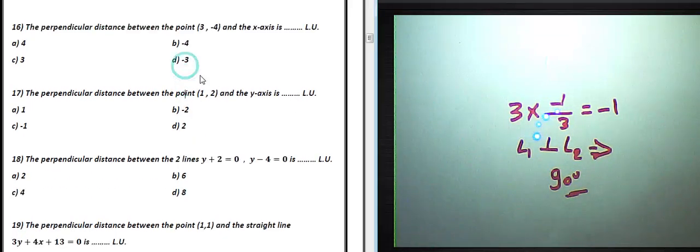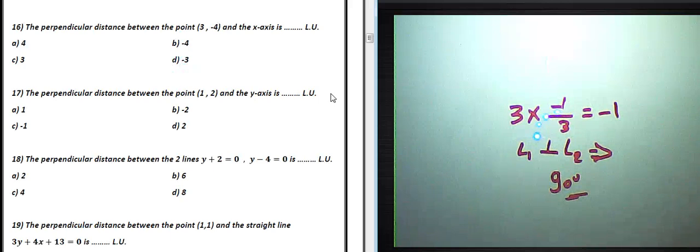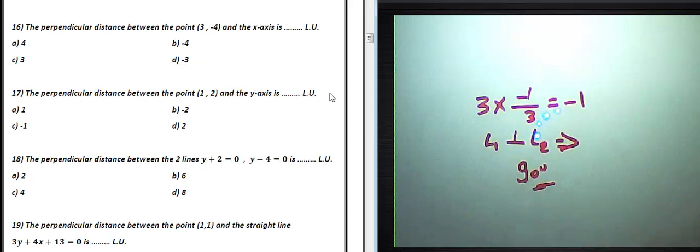Question 16. The perpendicular distance between the point (3, -4) and the x-axis equals blank units. If we are asked about the perpendicular distance between the point (3, -4) and the x-axis, we must find the absolute value of y. The result will be 4. Understood or not?